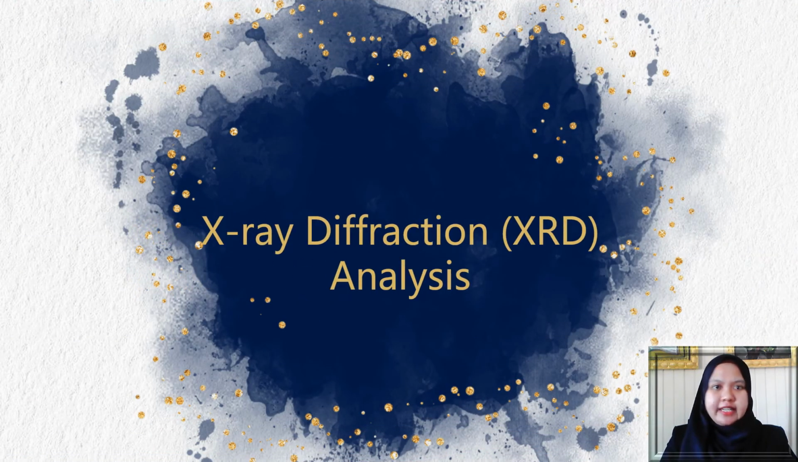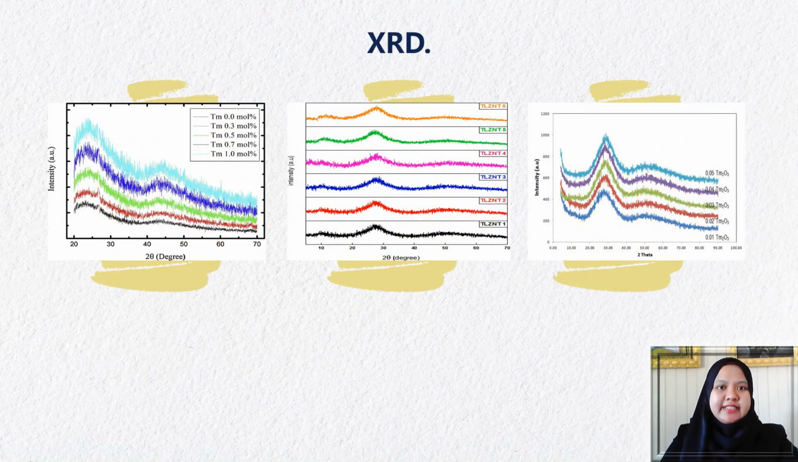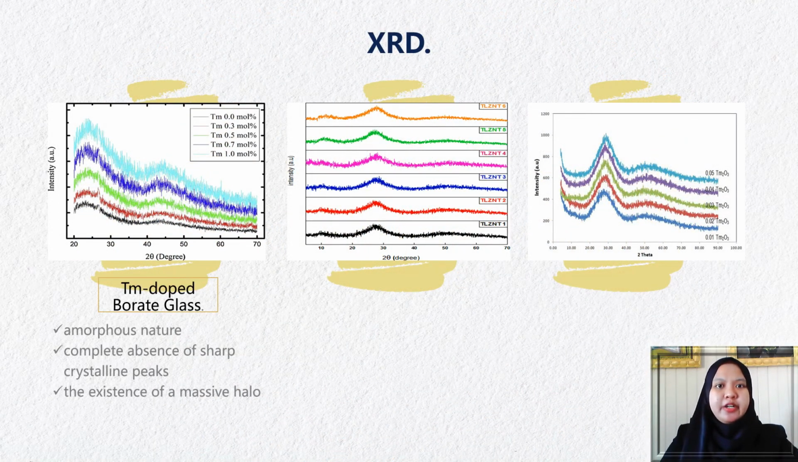X-ray diffraction, XRD, analysis is a method used in material science to evaluate the crystallographic structure of a sample. The absence of sharp crystalline peaks in the XRD pattern indicates that the sample is entirely amorphous. In borate glass, the amorphous nature was demonstrated by the complete absence of sharp crystalline peaks and the existence of a massive halo. Moreover, reported by Al-Khawkani et al.